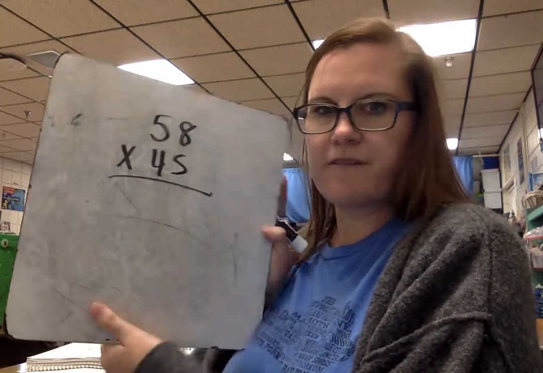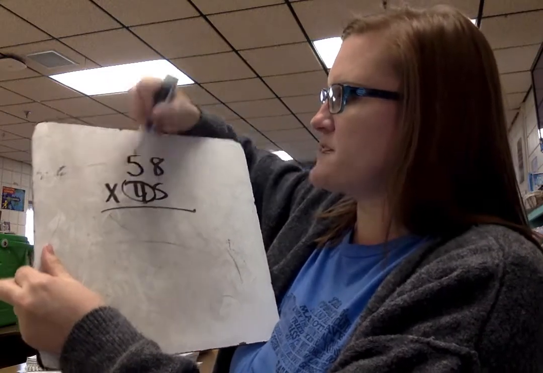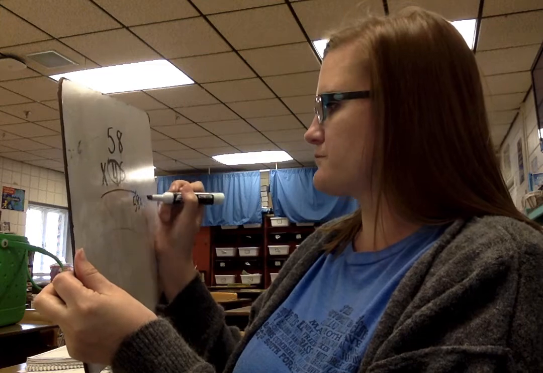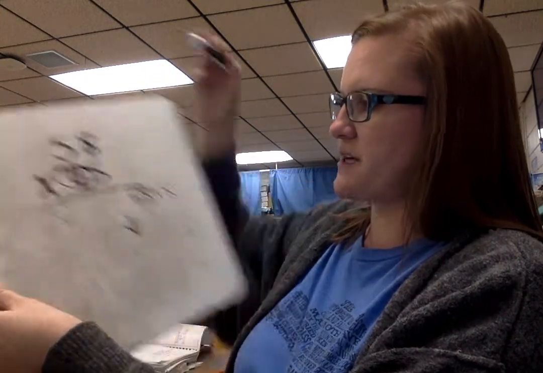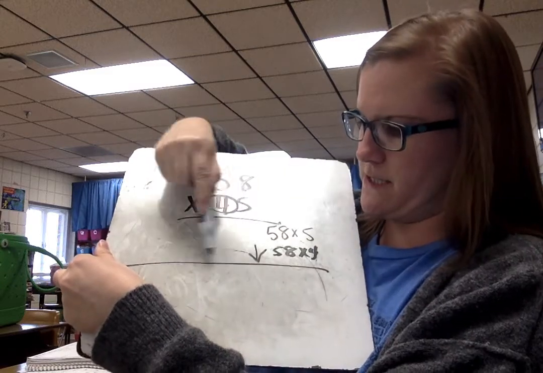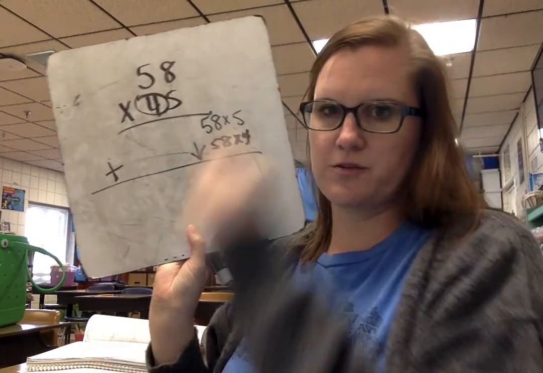So just make sure, remember when you're doing 58 times 45, you're doing 58 times 5 first in that first section. Put your placeholder, and then 58 times 4 beside it. So this is the product of 58 times 5. This is 58 times 4. And then you'll need to add those products together, and that's how you do that one.